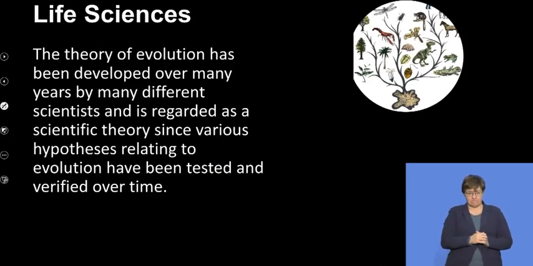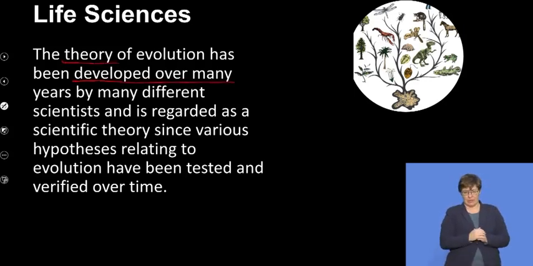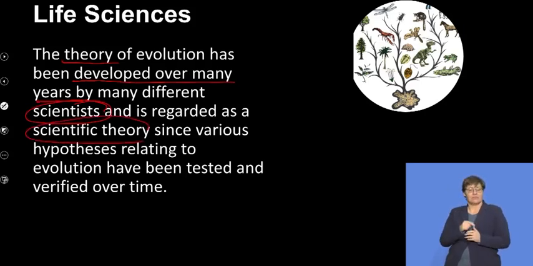All right, the theory of evolution. It's not just a story that somebody has thought about and tried to tell. It is actually a scientific theory that has been developed. So it's definitely not just a story. It's been developed over many years by many different scientists, and it is regarded as a scientific theory, which is very important because there are hypotheses related to evolution that have been tested and verified over time. So let's have a look at the diagram here.